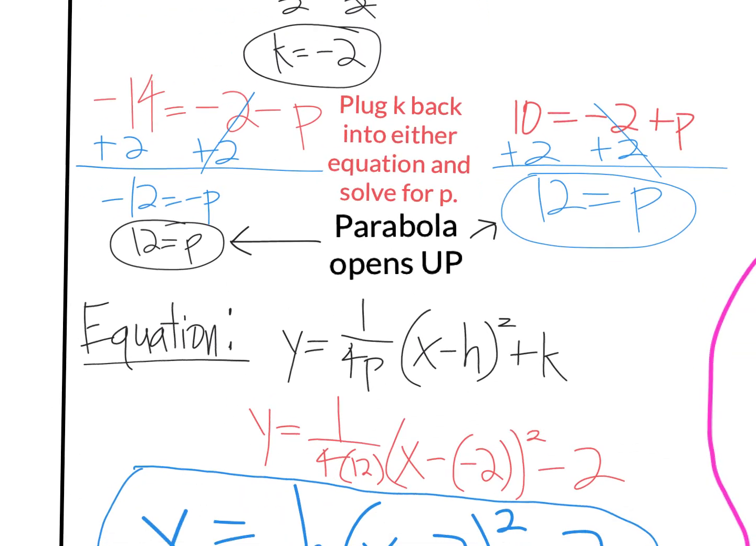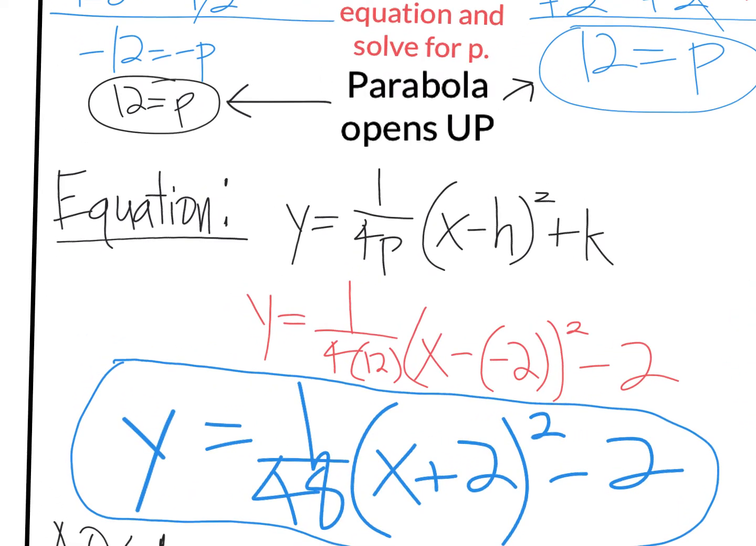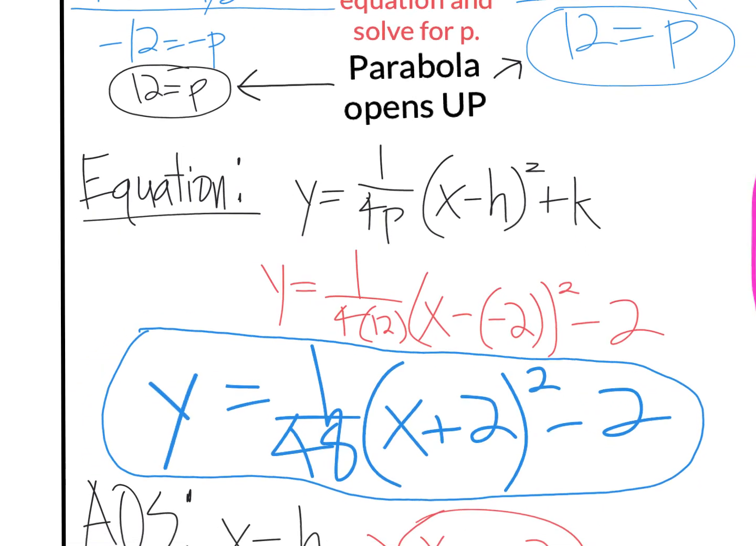I don't know my equation yet, okay? Well, p is 12, so 1 over 4 times 12 becomes 1 over 48. X minus h, well, h was -2, so if you minus -2, then it becomes x plus 2 squared, and then plus k was -2, so I just tack on the -2 at the end there. So that's your equation of your parabola.